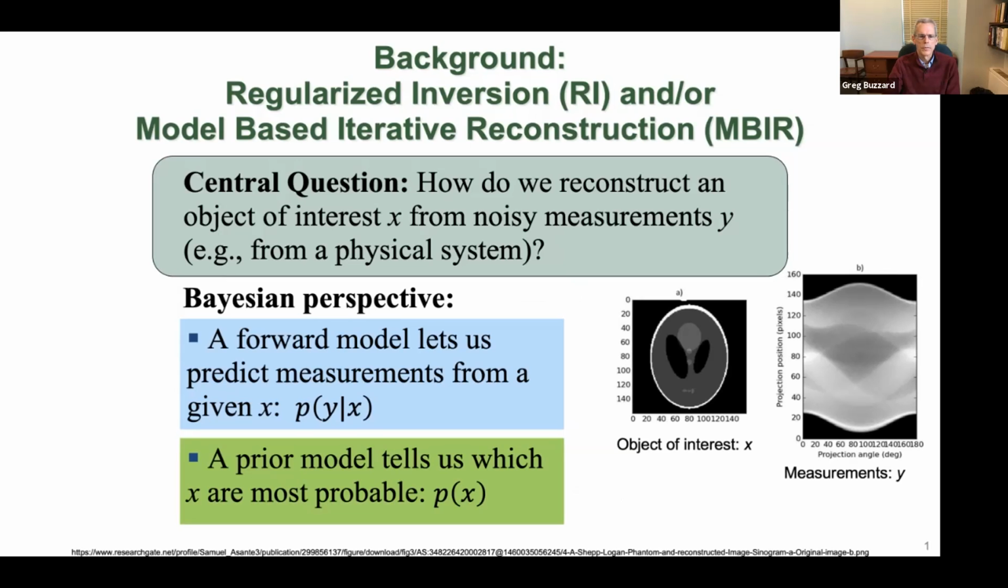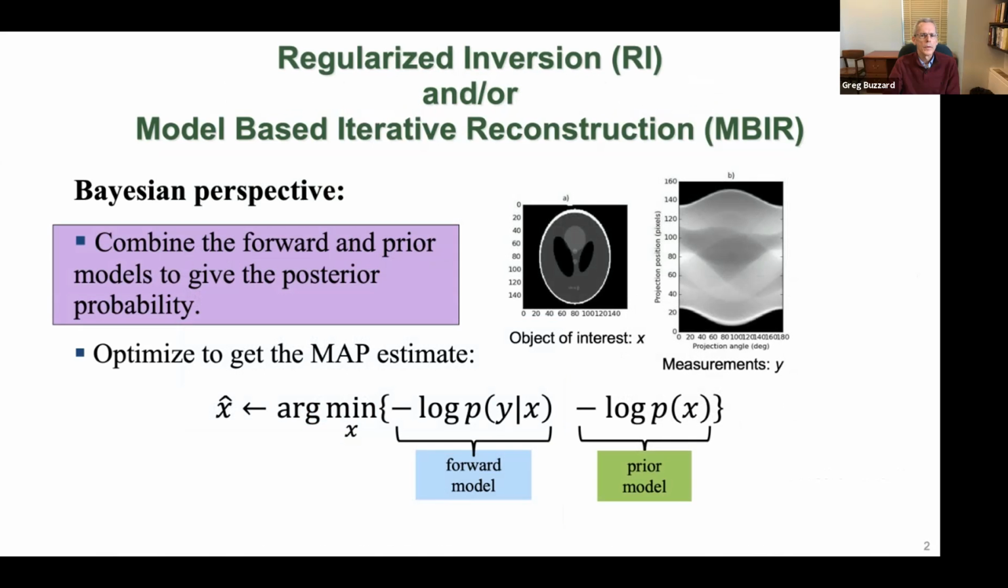The Bayesian perspective tells us that we want to predict our measurements from a given X. So we have our object of interest X. We have some kind of physical model of the measuring system that gives us a probability of Y given X. We also typically have a prior probability measure, which tells us how likely various objects are. We can combine the forward and prior models to give the posterior probability.